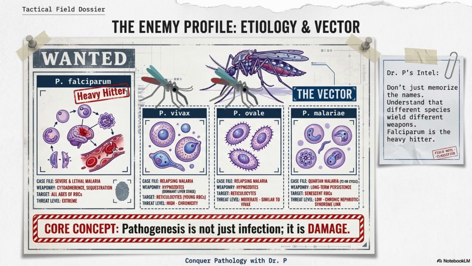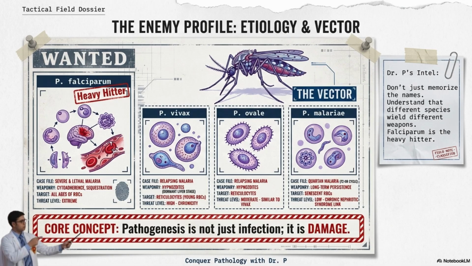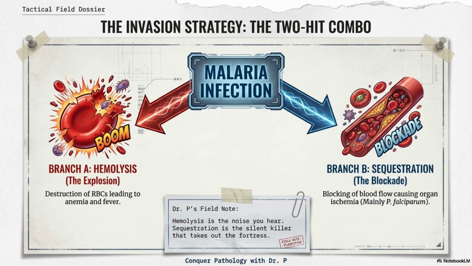P. vivax and P. ovale, these have a trick up their sleeve. Hypnozoites. These are dormant forms in the liver that cause relapses. And P. malariae, this plays the long game linked to chronic nephrotic syndrome. But remember the core concept. Pathogenesis is not just infection, it is damage. So how does it damage you? It uses a two-hit combo.